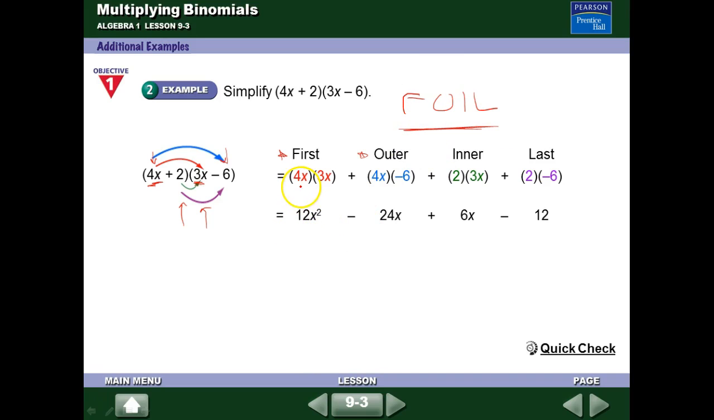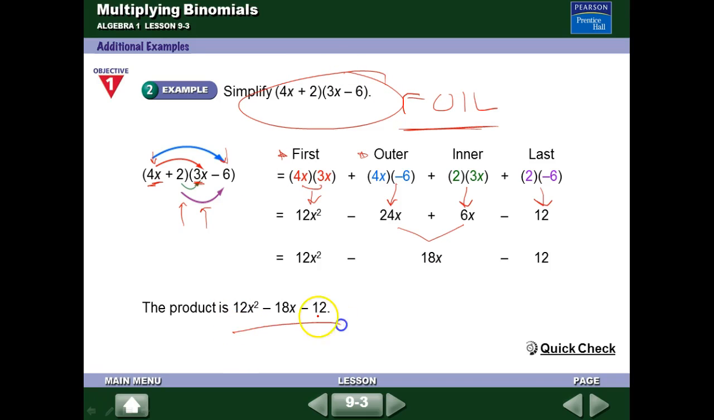12x squared gives you 12x squared. This gives you 24x. This gives you 6x. This gives you negative 12. Combine your like terms here. Negative 24 plus 6 is going to give you negative 18. So the product of my original here is 12x squared minus 18x minus 12. Do not be afraid to pause and rewatch this part of the video.